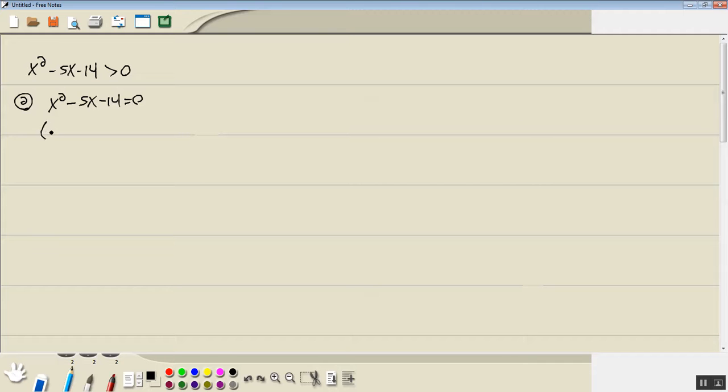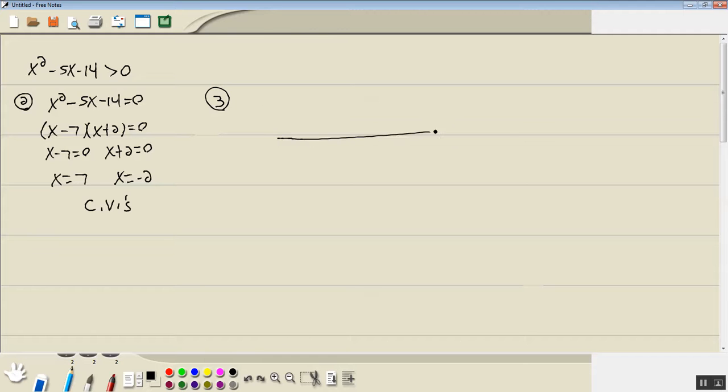Now this will factor as x minus 7 times x plus 2 equal to 0. Now the zero factor property, you set each factor equal to 0. So I set x minus 7 equal to 0 and x plus 2 equal to 0. And that gives us x equals 7 and x equals negative 2. Now these are critical values. And this gets into your question. I want to arrange these from smallest to largest. So there's negative 2 and here is 7.